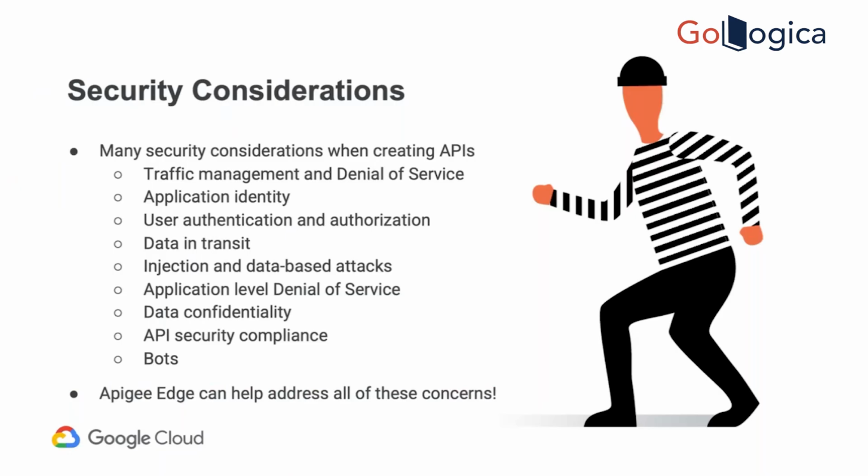And the security compliances need to be in place, so that all the checks, who is doing what, audits, monitoring, everything is there. And we need to prevent against bots. We need to be able to identify the bot traffic and prevent it. So Apigee can help address all these concerns. Now we will see one by one how Apigee helps address these things.